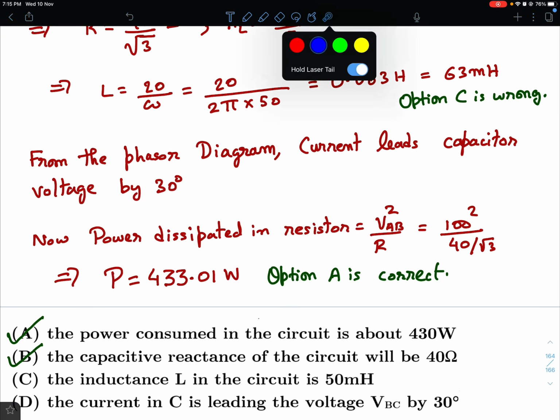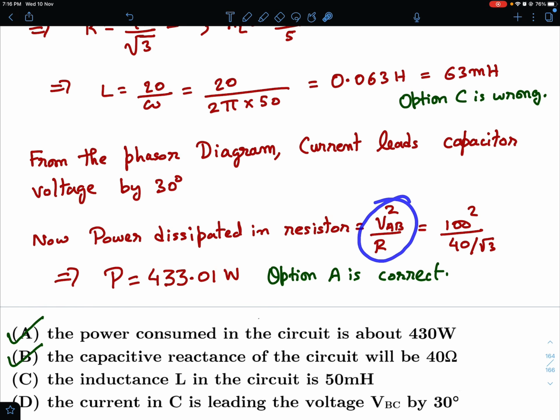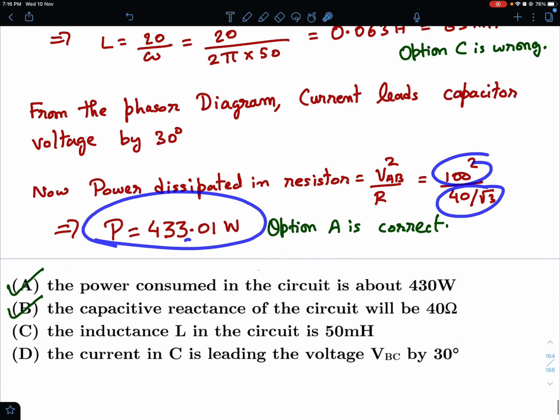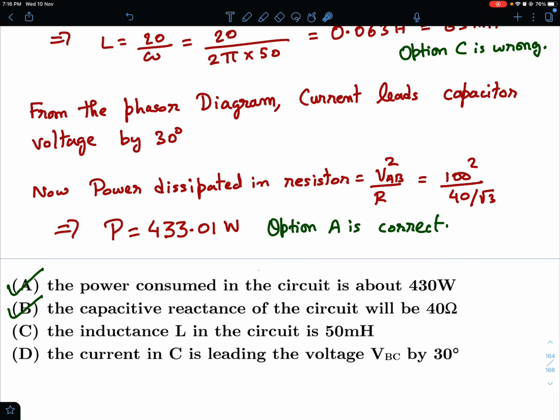Then we have to find the power dissipated in the resistor. You know that in any LCR circuit, whatever power is dissipated, all the dissipation happens in the resistor, and you can simply do V square by R. Either you can do VI cos phi for the entire circuit, or you can just add the powers in the different resistors. So I take the simple route. I know the voltage across the resistor is 100 volts, and the resistance value was 40 by root 3. So I just take V square by R, and I get 433.01 watt, which is very close to 430 watts. So option A is also correct.